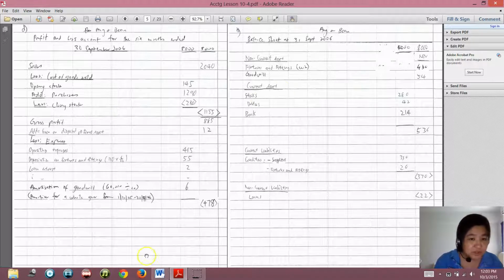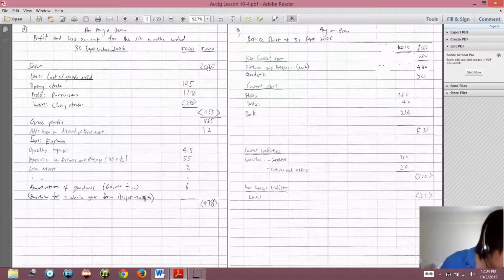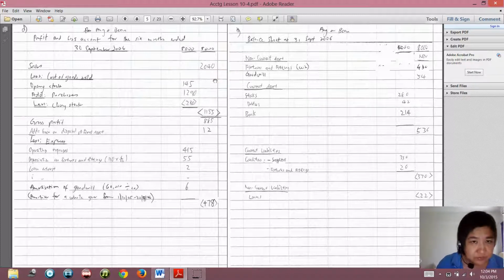So sales, you look at note 5 of the question. You just add credit sales with cash sales, then you will get 2040. That means you add 260 plus 1780, you will get 2040.